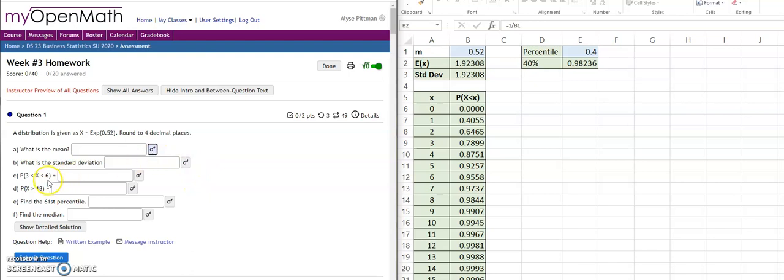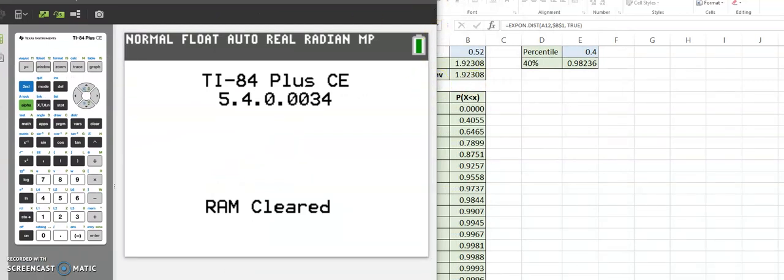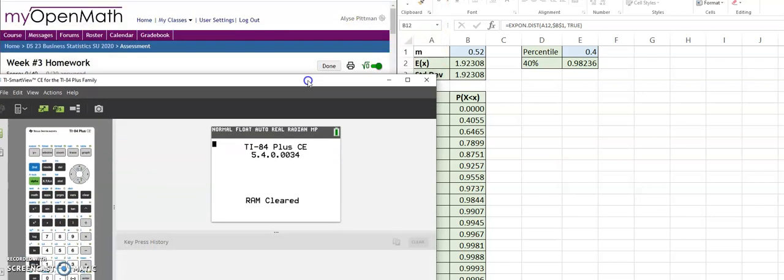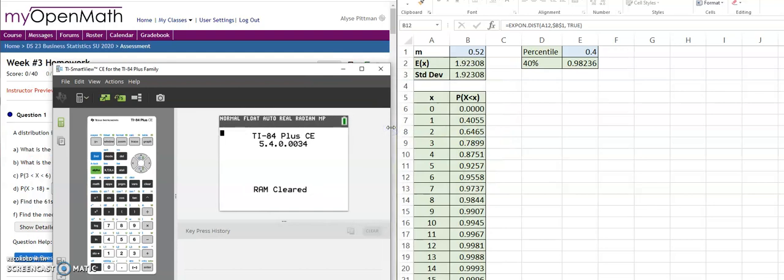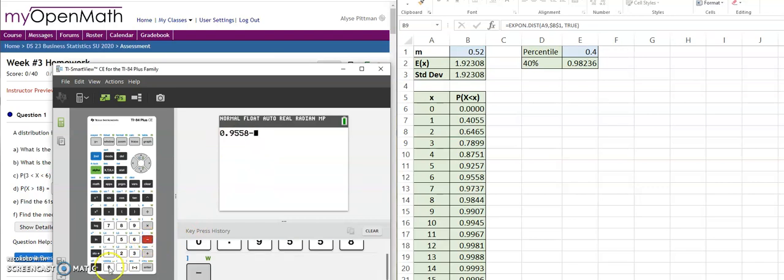Next, we have find the probability that x is greater than 3 but less than 6. So as you can see here, we have the value for 3, and we have the value for 6. If you pull out your graphing calculator, we're looking for greater than 3 but less than 6. For the 6 value we get 0.9558, and for the 3 value we get 0.7899. So we're going to take the value for 6 and subtract out the value for 3.